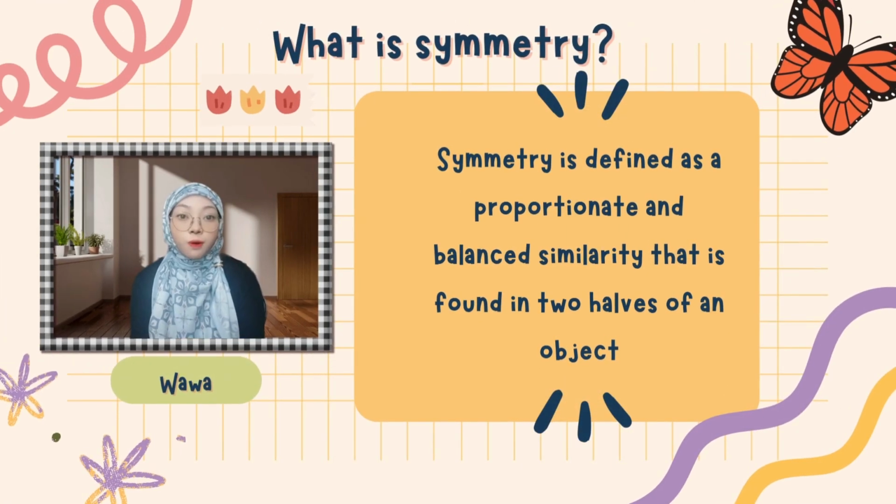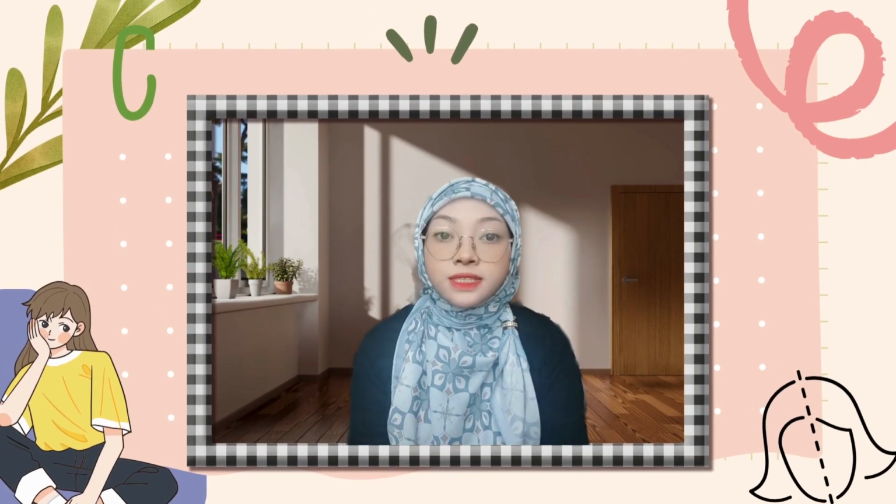So what is symmetry? Symmetry is defined as a proportionate and balanced similarity that is found in two halves of an object. In molecules, symmetry describes how a molecule can be transformed and still look exactly the same. This transformation can include rotation, reflection, or inversion.